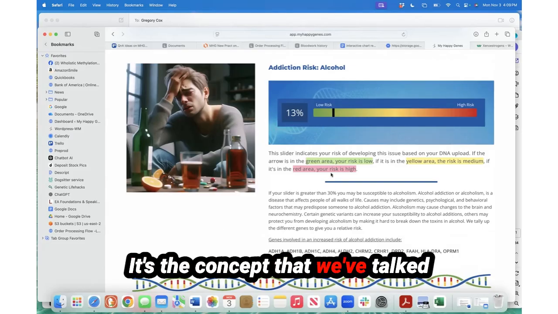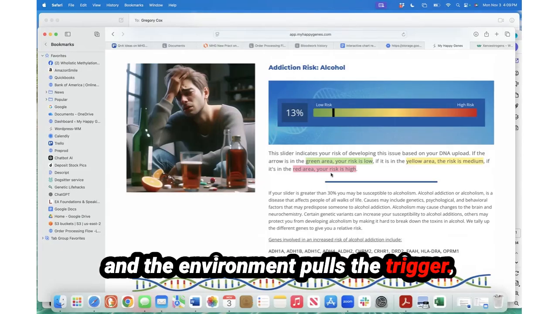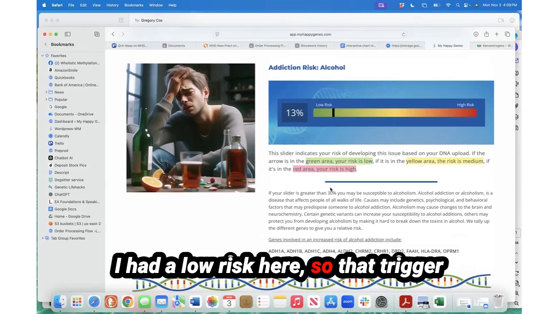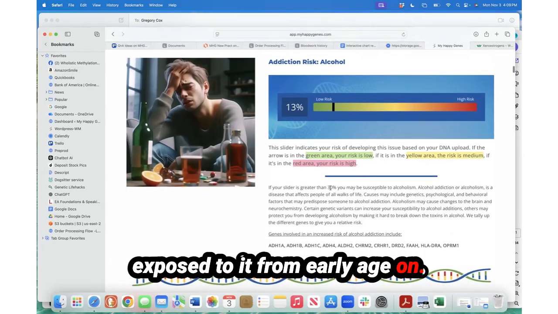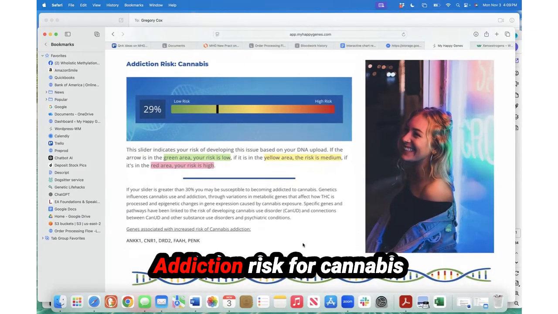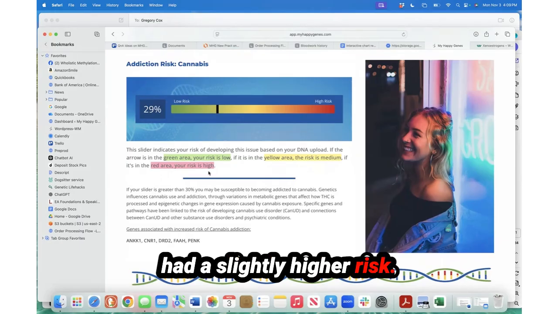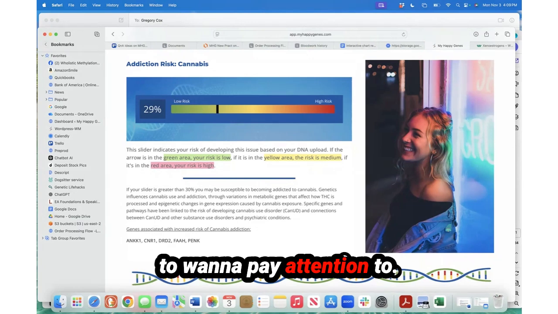It's the concept that we talk about, which is genes load the gun and the environment pulls the trigger. I had a low risk here, so that trigger never got pulled, even though I was exposed to it from early age on. And this is a very new slider too, addiction risk for cannabis. I have a slightly higher risk. So anything greater than 30% is something that you're going to want to pay attention to.